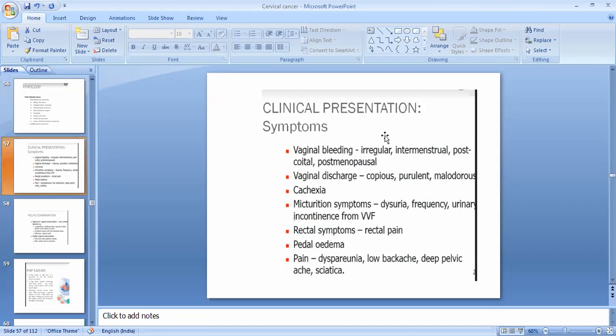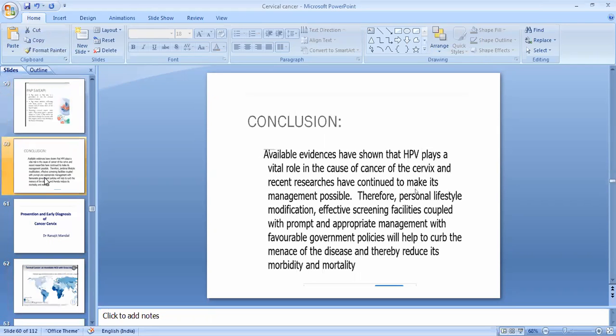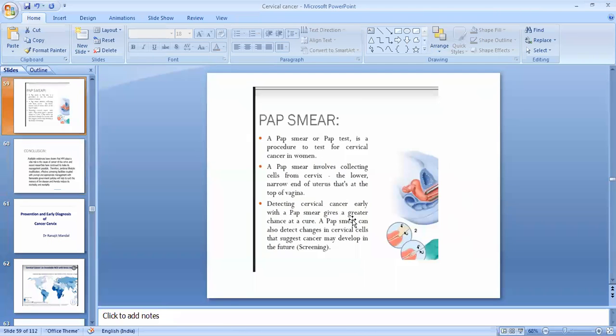So this is what the pap smear is. The sample is collected, cells from the cervix, the lower narrow end of the uterus, and they are examined after staining for changes. Pap smear can also detect changes in the cervical cells that suggest cancer may develop in the future. So, looking at the changes in the pap smear, we can say at what stage the patient is, what the disease is, and what could be the proper treatment for that.